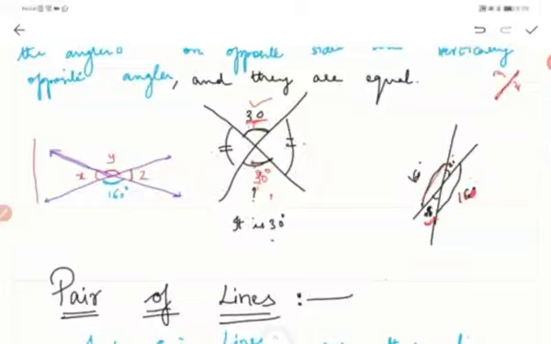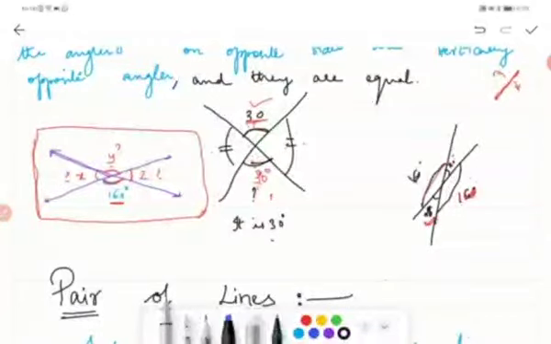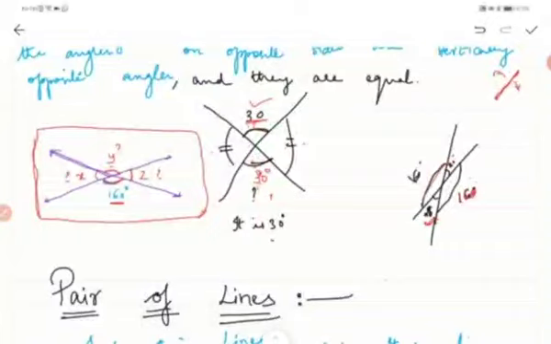I have two lines intersecting and forming four angles. But out of that I know only one angle, 160 degrees. You need to find what is x, what is y, and what is z. It's very easy, you can easily say what y is equal to. Since it is a vertically opposite angle, y will be equal to 160 degrees, isn't it? So you have got y.